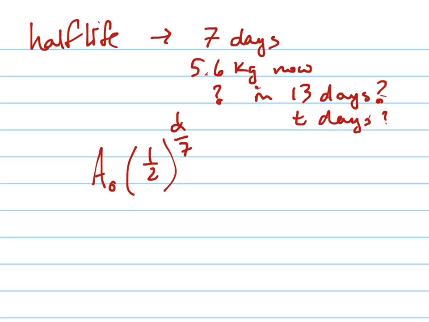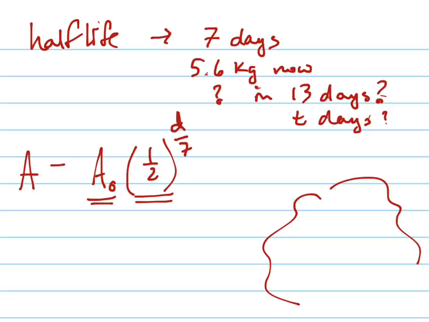So if D equals 7, how many times did I multiply my amount by 1/2? I multiplied it 1 time, because what's 7 over 7? 1, which means I'm multiplying by 1/2 1 time. If D equaled 14, how many times do I multiply it by 1/2? 2 times. So that's what's happening here, as just an example.